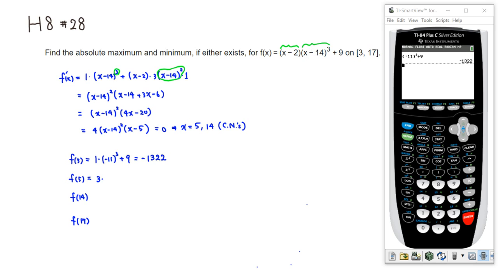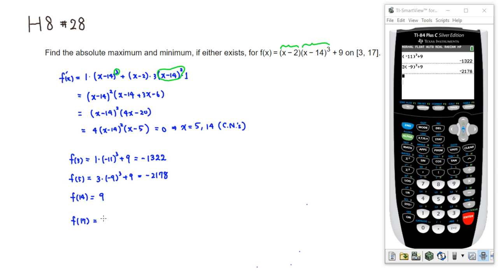If you plug in 5, it's going to be 3 times, 5 minus 14 is negative 9, so it's negative 9 cubed, and then you add 9. What's that value? 3 times negative 9 cubed plus 9. It's actually a pretty big number: negative 2178. And if you plug in 14, this one we can do. This is 0, so you just get 9.